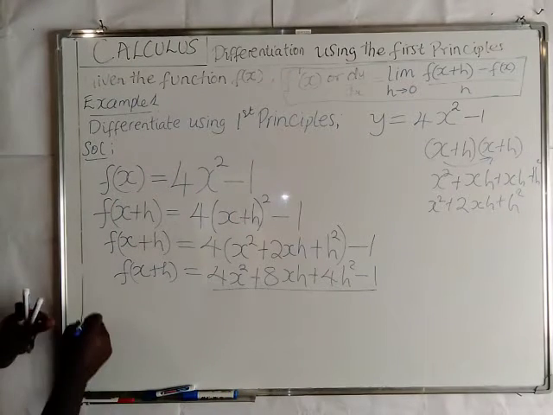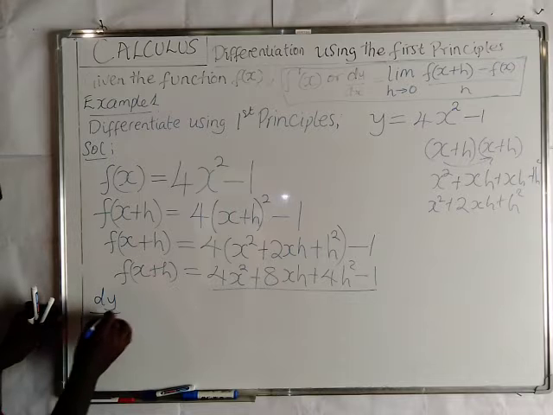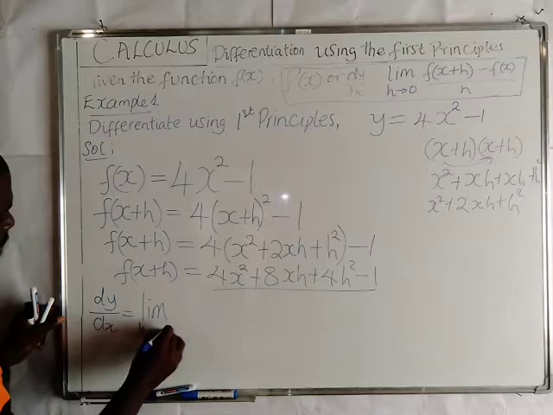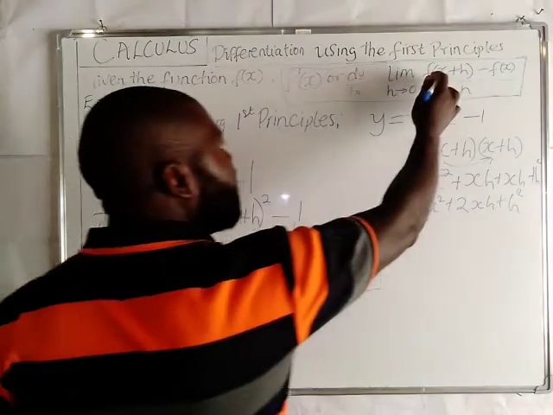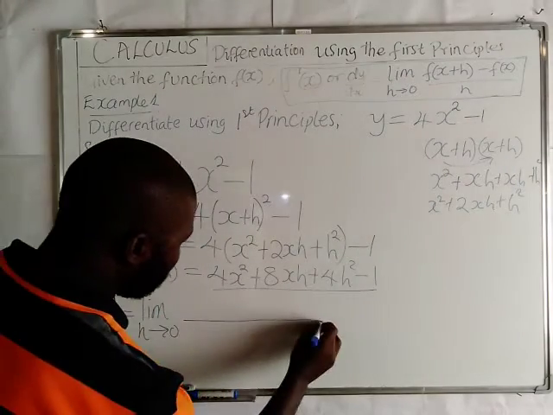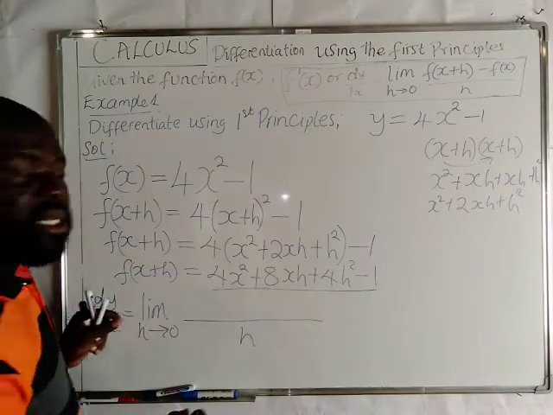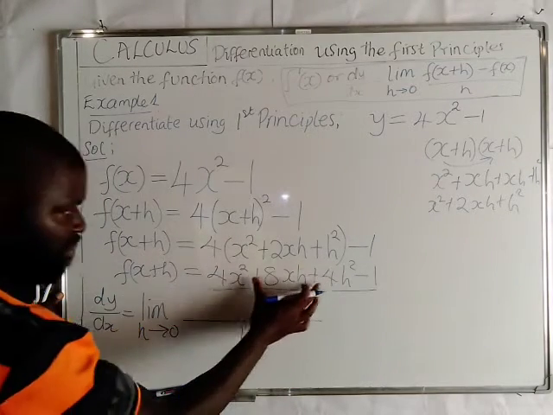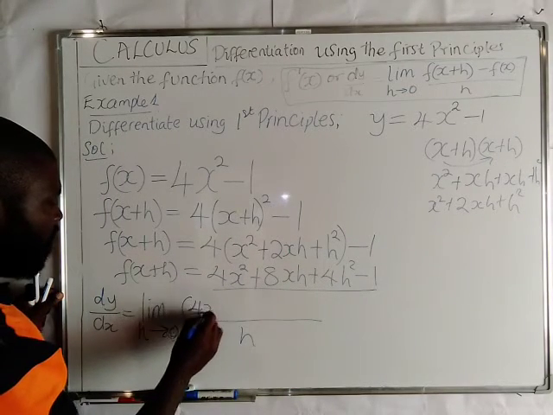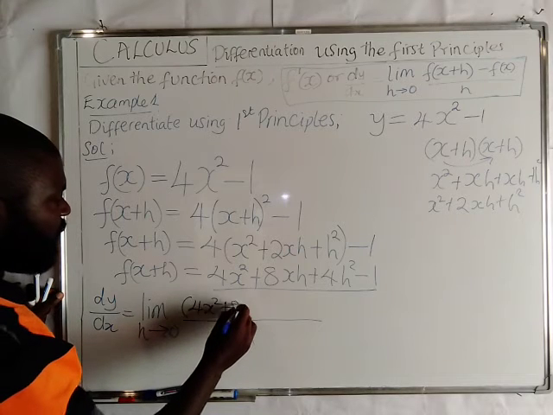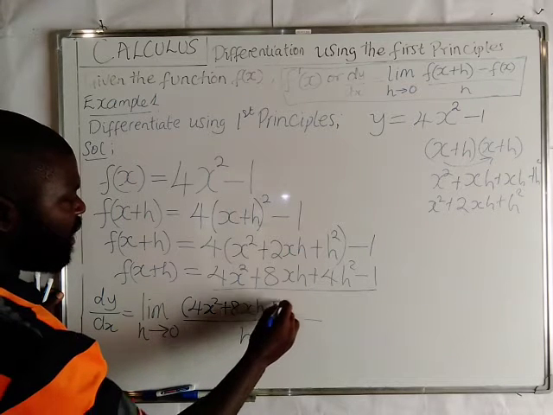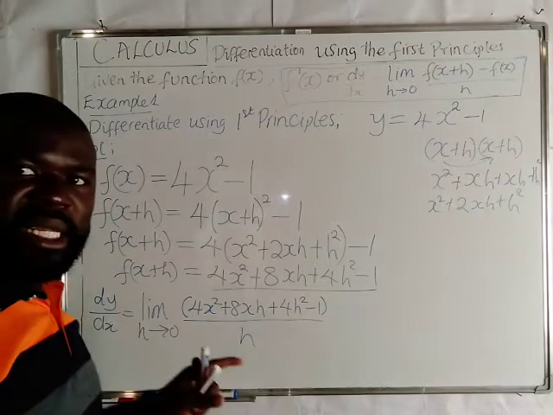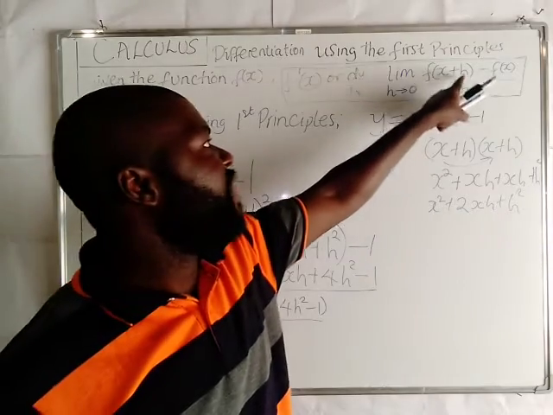So we have dy dx is equal to the limit as h approaches 0 of f of x. Okay, so everything will be over h, and we have f of x plus h, which is this one. So we simply take this one, 4x squared plus 8xh plus 4h squared minus 1. So basically, this is our f of x plus h.